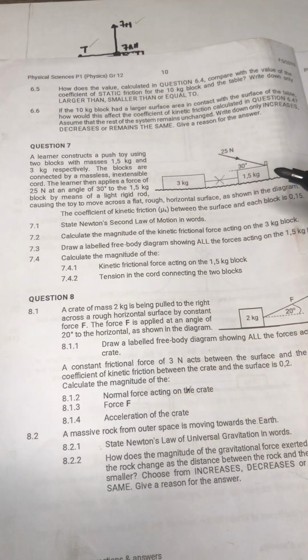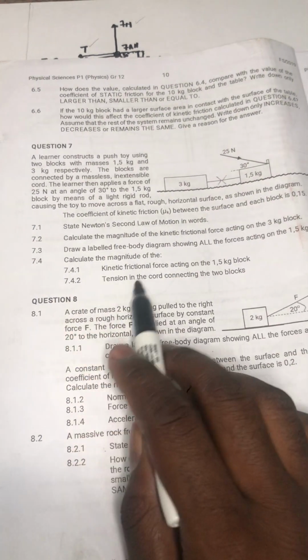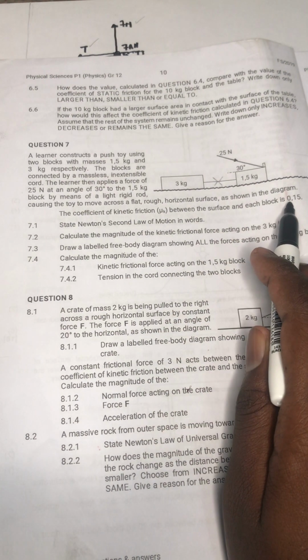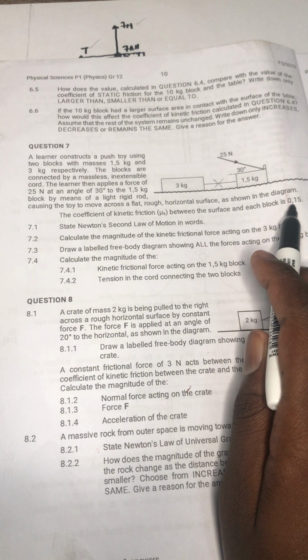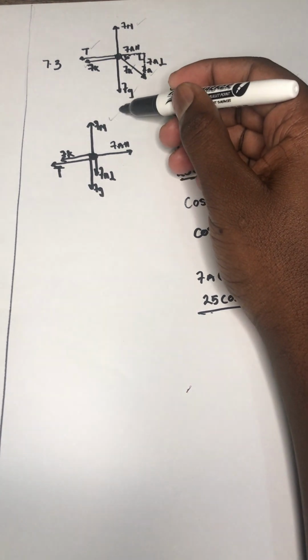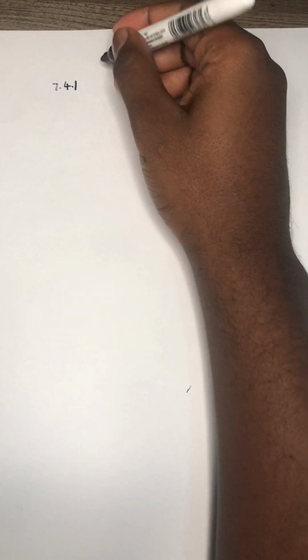Then 7.4, calculate the magnitude of the 7.4.1 kinetic friction acting on the 1.5 kg block. Remember, it's in a coefficient lapha EU 0.15. Okay, so sesibuyela kuningi manje, sesibuyela ku normal force nakho. 7.4.1 sikhuluma ngayiphi block? Sikhuluma ngo 1.5.